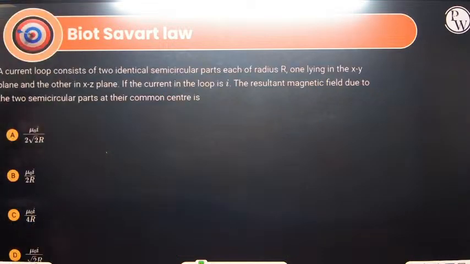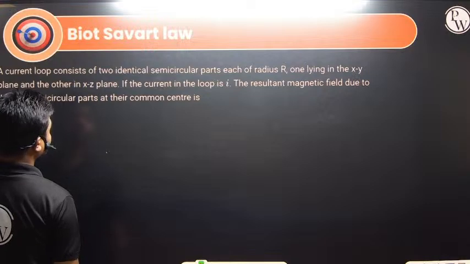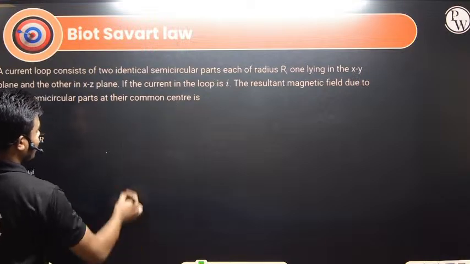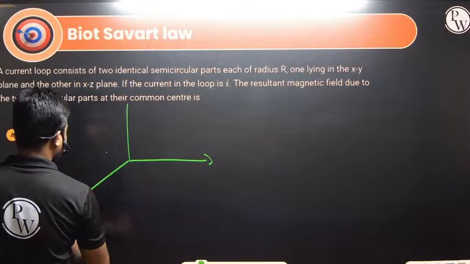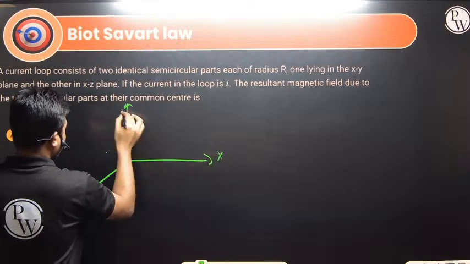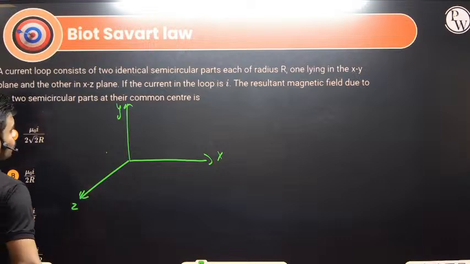Next we have a current loop consisting of two identical semicircular parts, each of radius r, one lying in the xy plane and the other in the xz plane. If the current in the loop is I, find the resultant magnetic field. Here we have to make this: this one is x, y and this will be z.